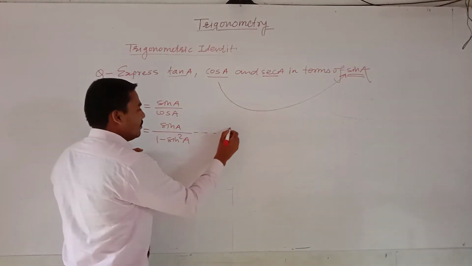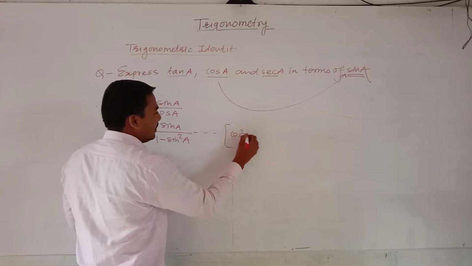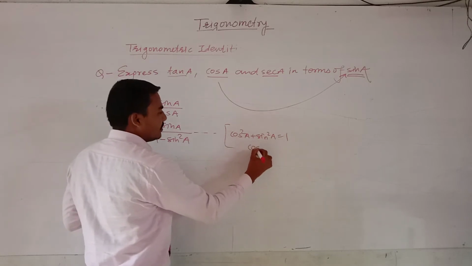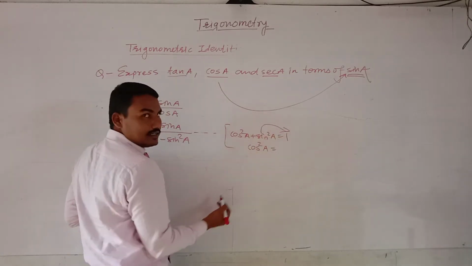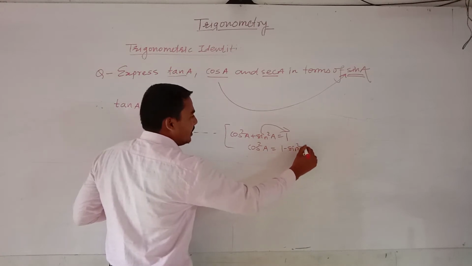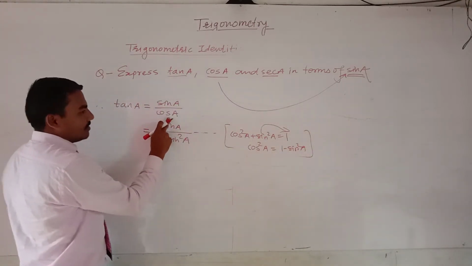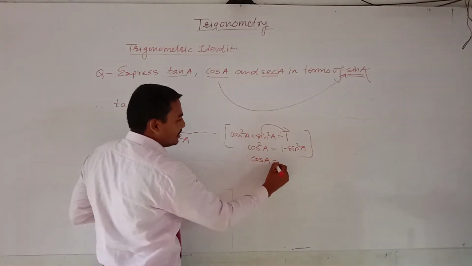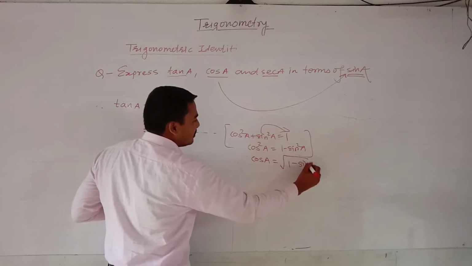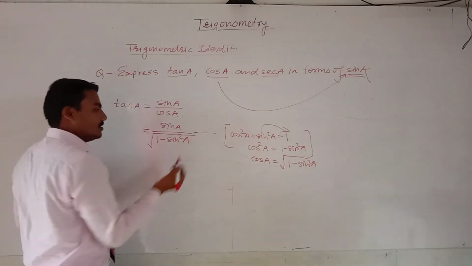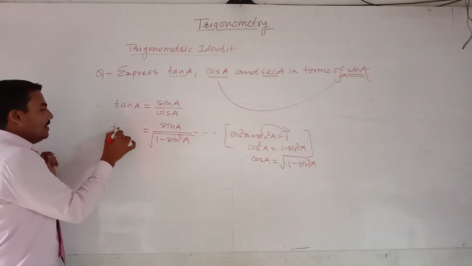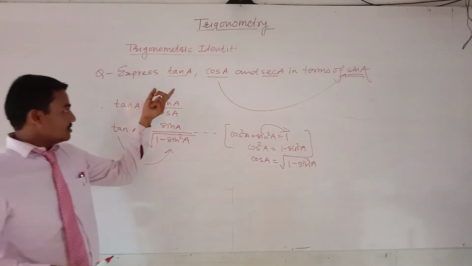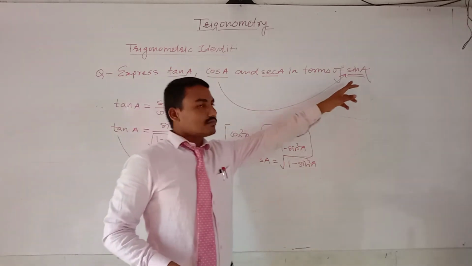How? First identity: cos square A plus sin square A is equal to 1. I want to calculate cos square A. Cos square A becomes 1 minus sin square A, but I want only cos A, so under root 1 minus sin square A. So tan A is converted totally in sin A. So I have expressed tan A in sin A.